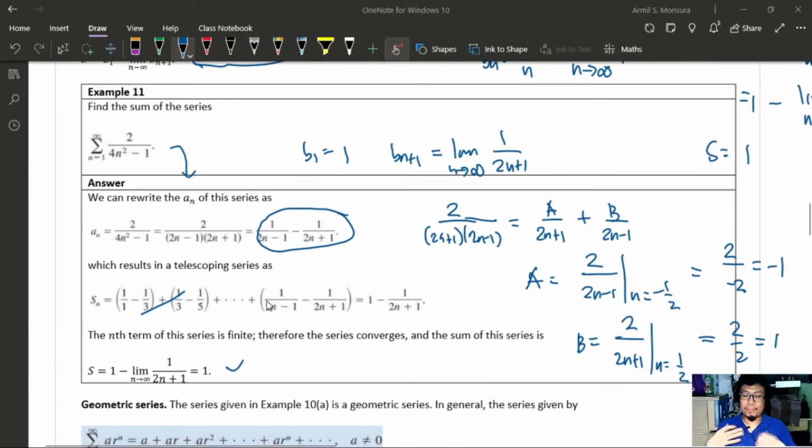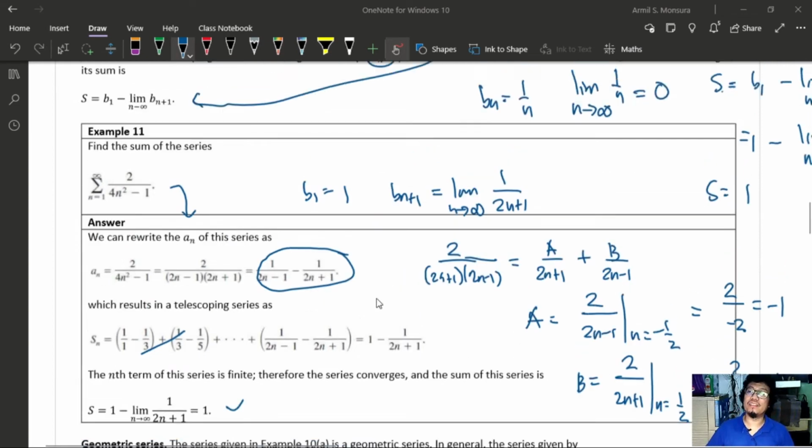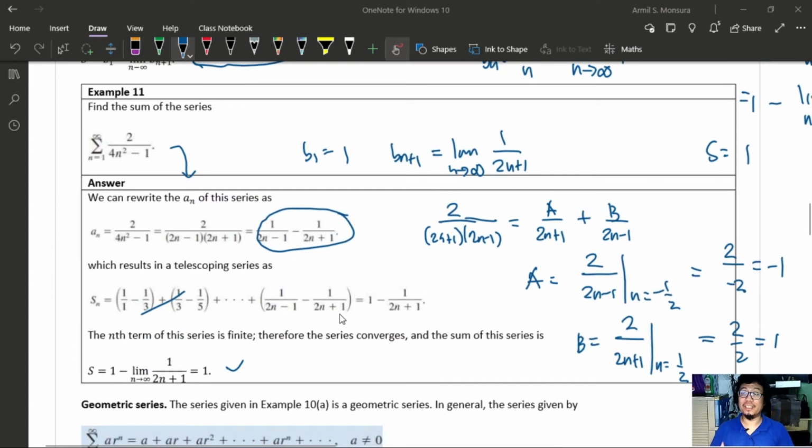There. So if you have a chance of writing the partial sum in terms of a telescoping series, the method presented in example 11 can actually be used to find the sum of that kind of series. But as you can see, this only applies to a certain class of series, to a certain class of expressions.